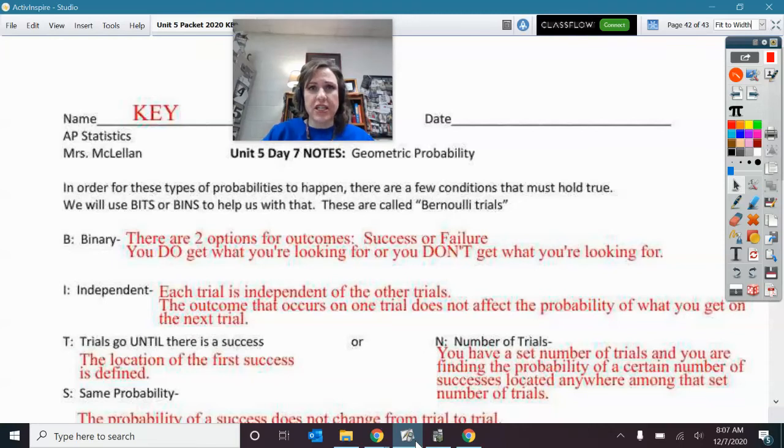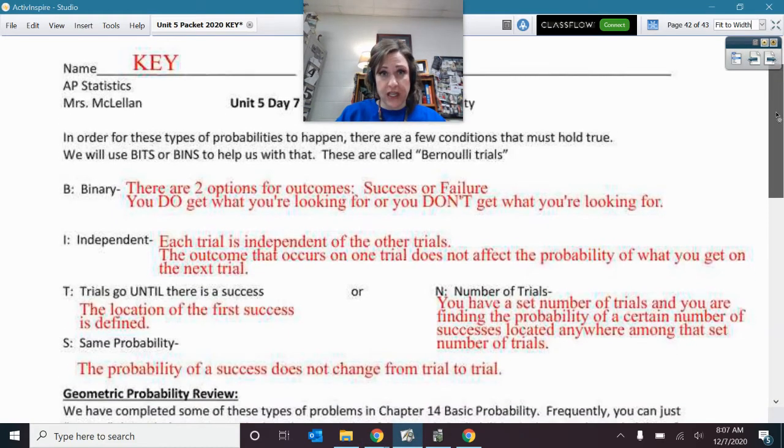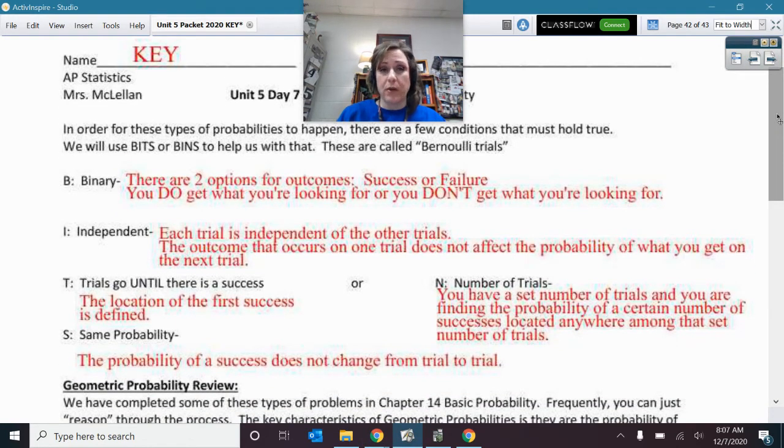All right, let's talk about geometric probability. We actually have already kind of done this before. We're just going to add a few more details, okay? So first, as we dive into the geometric and then tomorrow binomial probability that we're going to do, there's a couple of things that have to happen that we've kind of been just assuming are going on, but let's go ahead and define those now.